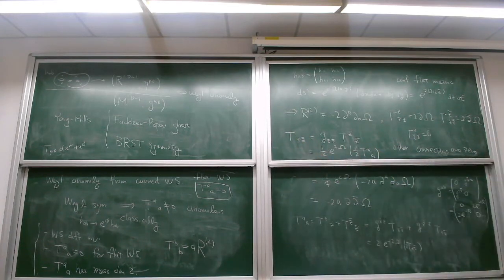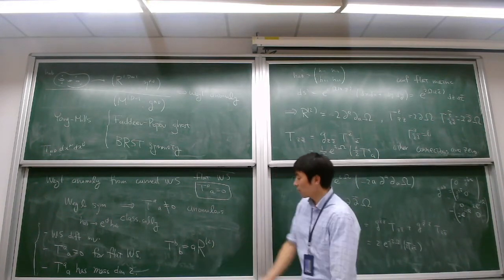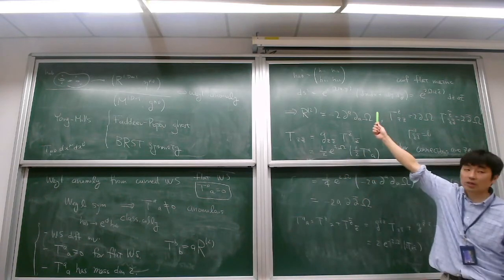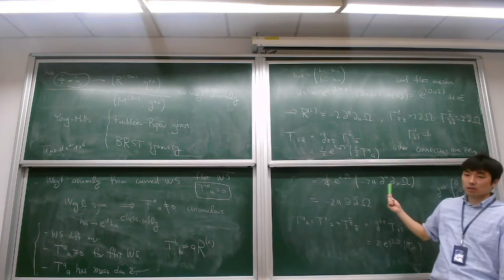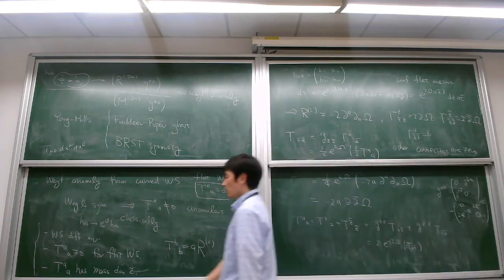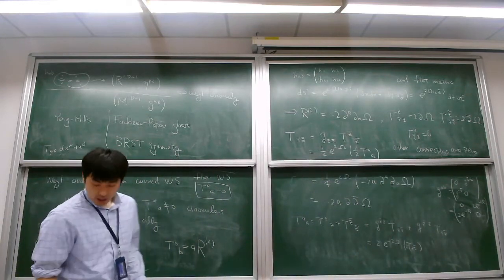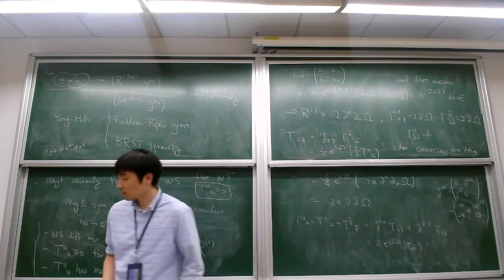And then T_AA is proportional to the 2-dimensional Ricci scalar curvature, and the 2-dimensional Ricci scalar curvature is this one. Therefore, plug that in, and you get this one. So everything works. If you don't understand, you can just do the calculation by yourself.